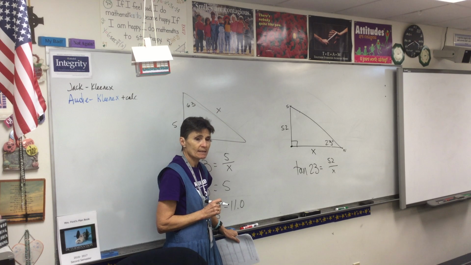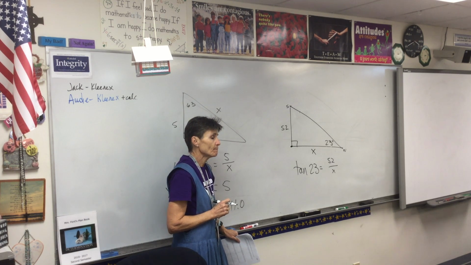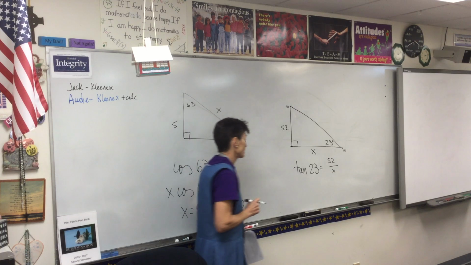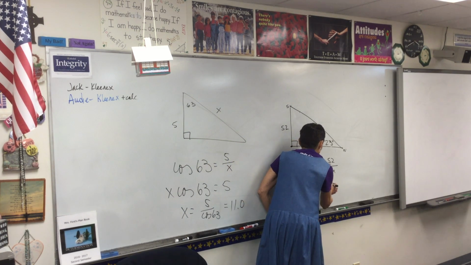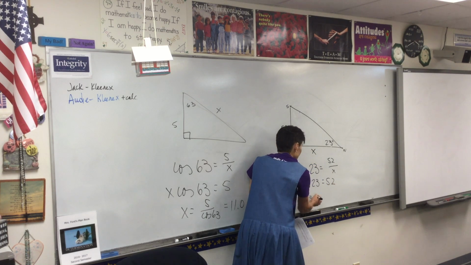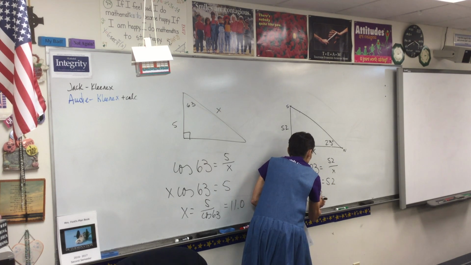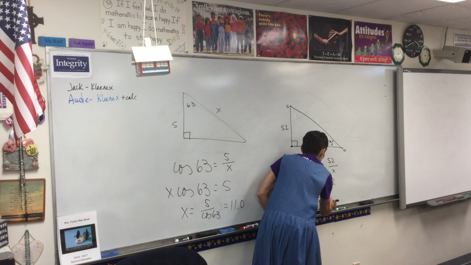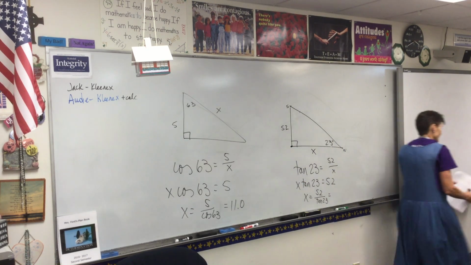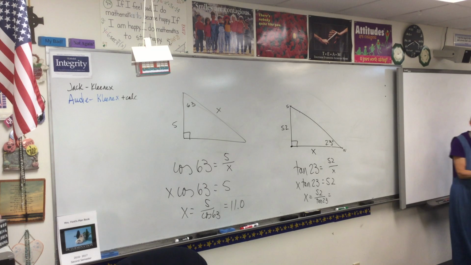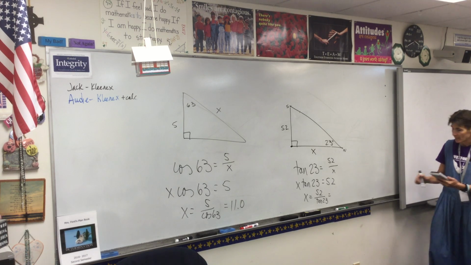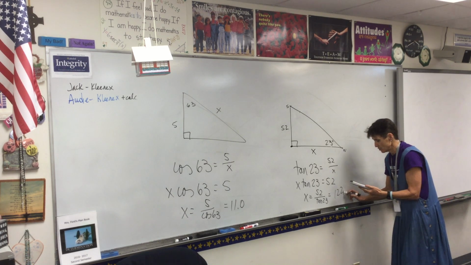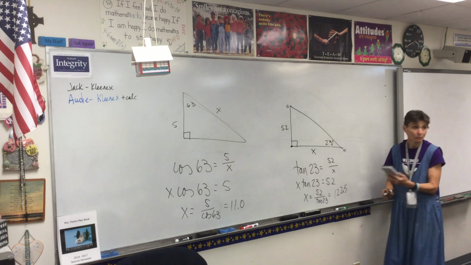Okay, let's solve that step by step. First step, times by x. And final step, divide by tangent 23. So the answer to the question is 52 divided by tan 23. I got 122.5.